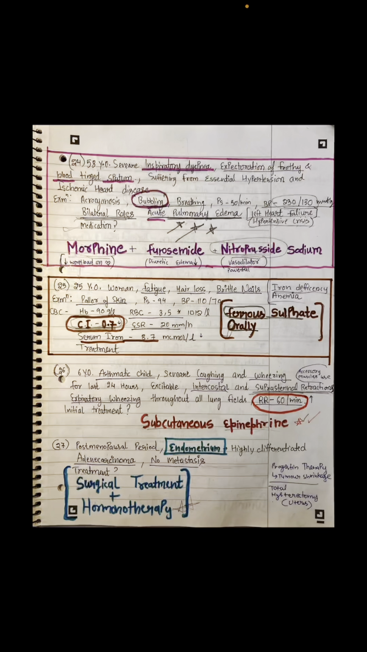Next patient is having asthma, a 6-year-old child having asthma. Respiration rate is 60, sir. The patient is having severe coughing, wheezing for the last 24 hours, intercostal and substernal retractions. So sir, the patient is having really severe expiratory dyspnea, so that his external muscles are also involved in the process of breathing. Expiratory wheezing is there. Respiration of 60 is 2 to 3 times higher than the norm.